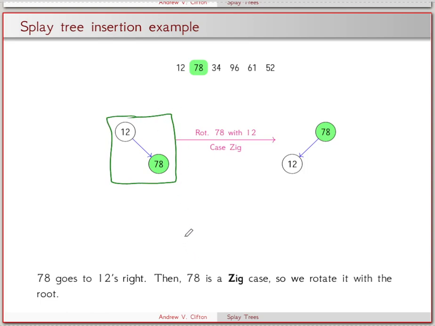Then we do a splay, which means we ask what case is 78 in. It is a child of the root, so that is a zig. So we're going to rotate 78 upwards. After we're done inserting 78, this is the tree that we're left with.